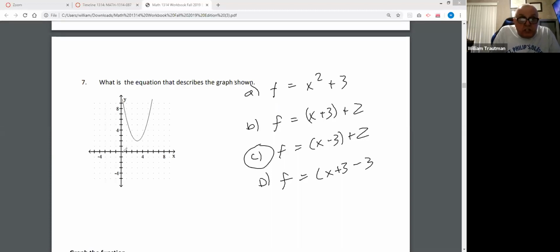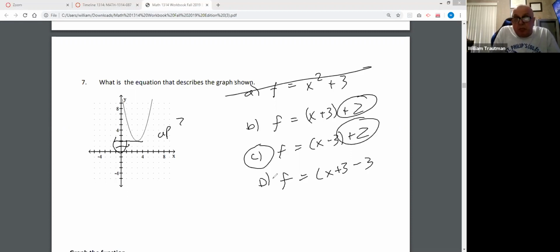Look, here's a normal parabola. It went up 1, 2 spots. Do you see? Up 2. So there should be a +2 on the outside. It can't be that one and it can't be that one. Then it moved to the right, 1, 2, 3. Do you see the vertex move to the right 3 spots?